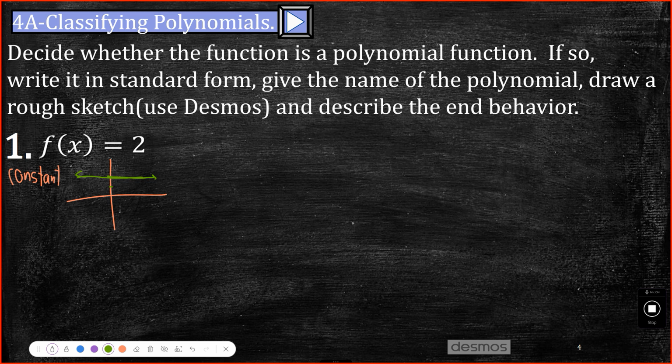And for this one, don't worry too much about left-hand behavior, right-hand behavior. I don't want to talk about that in this one. Maybe it's going to mess you up a little bit. So go ahead, let's copy that down and move on to the next. So this is a constant function and it is horizontal.